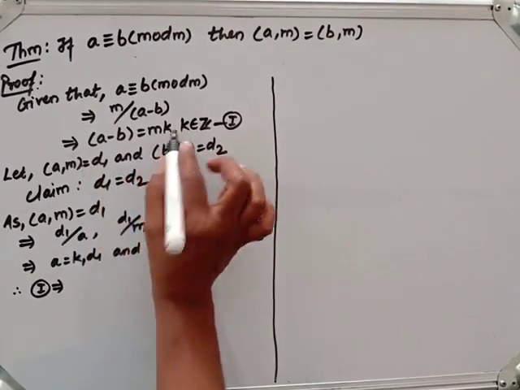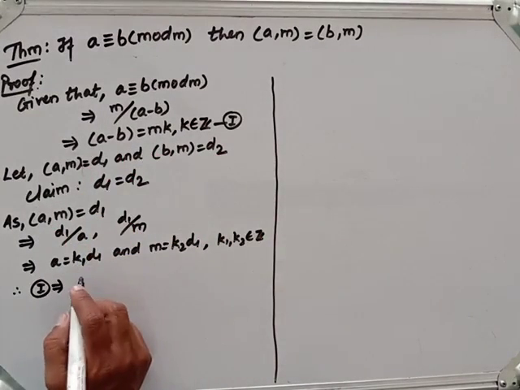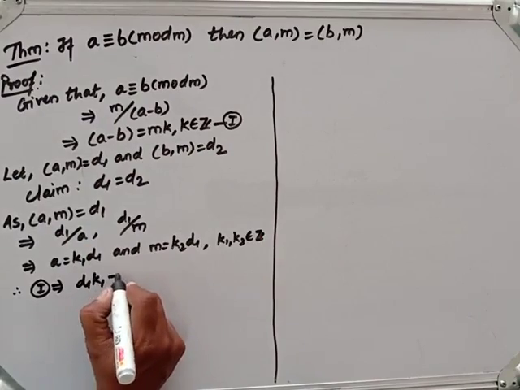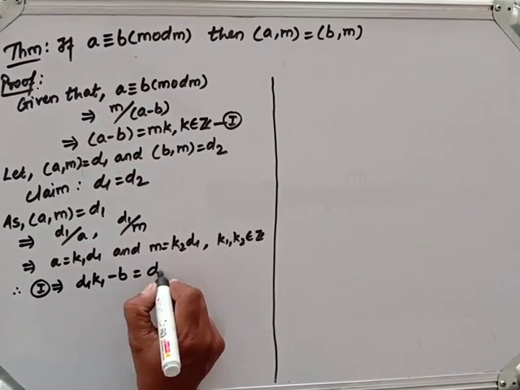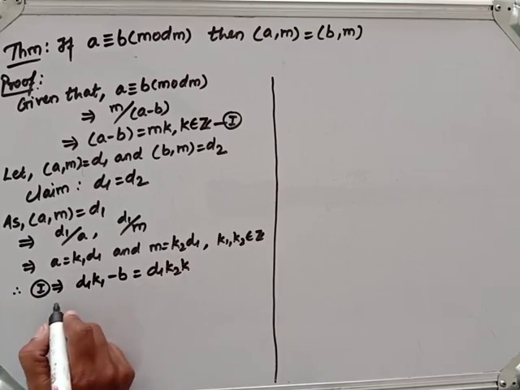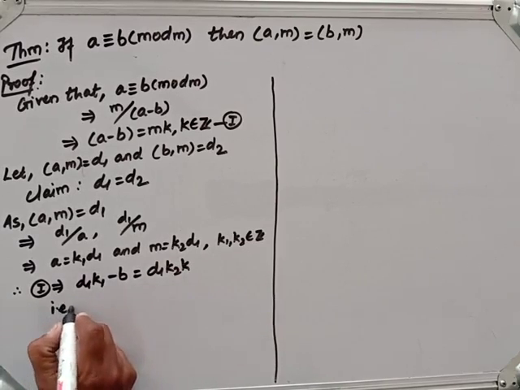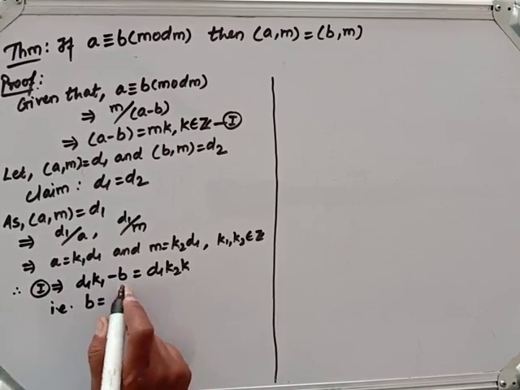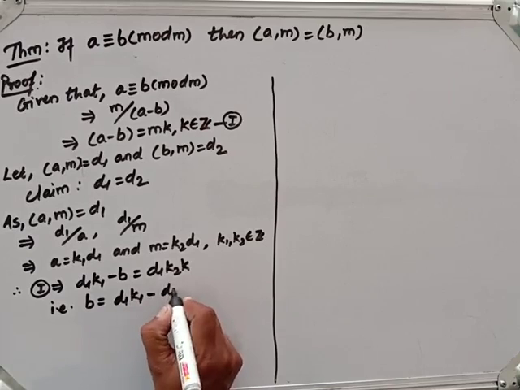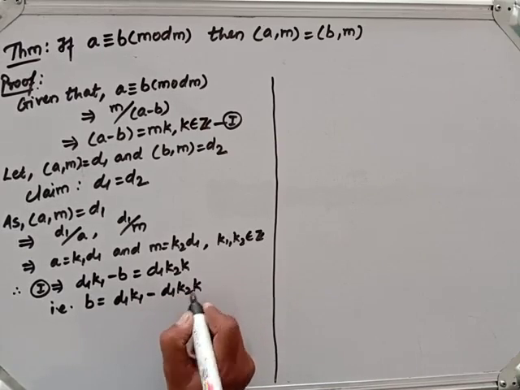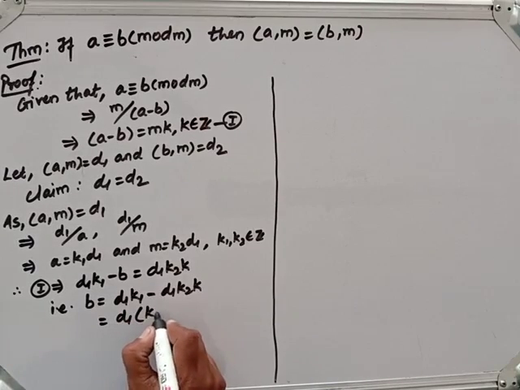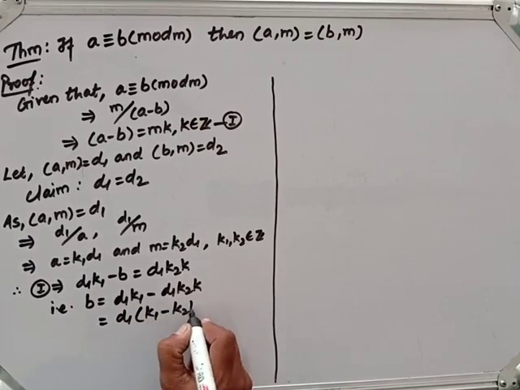A minus B is equal to M into K. Let us put the value of A. So, A will be D1 K1, minus B is equal to D1 K2 into K. So, this can be written as B is equal to D1 K1 minus D1 K2 into K. So, this is D1 in bracket K1 minus K2 K.